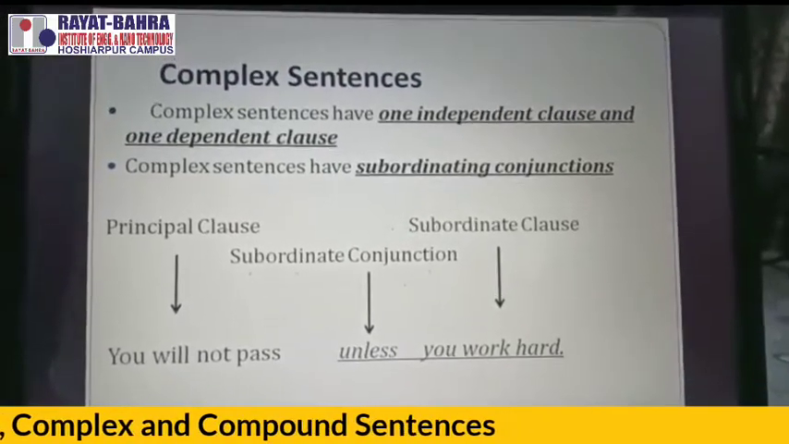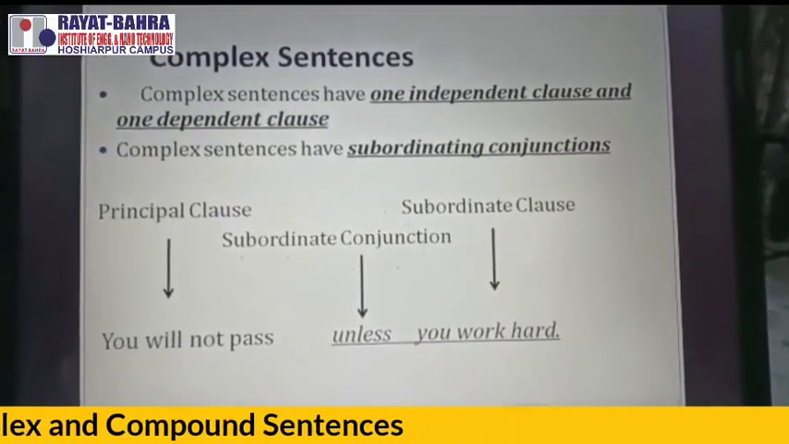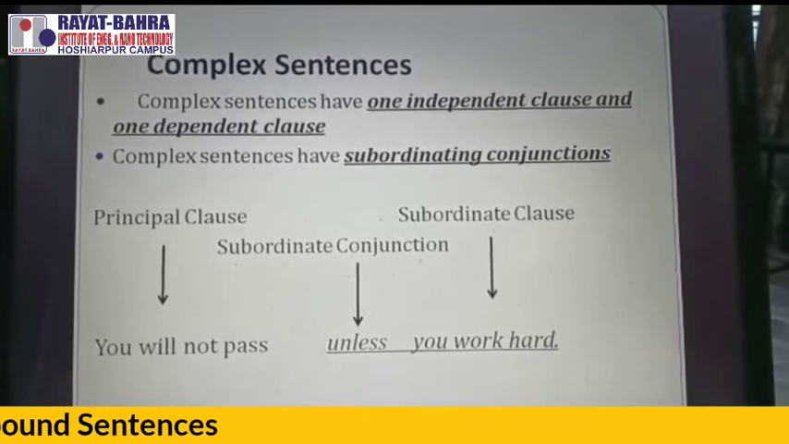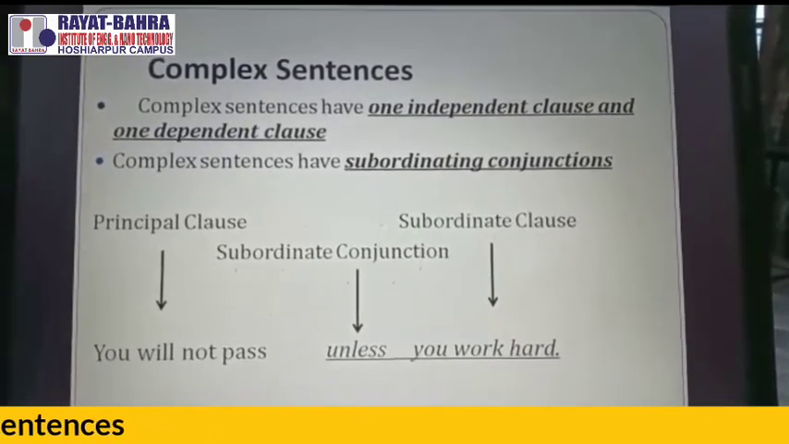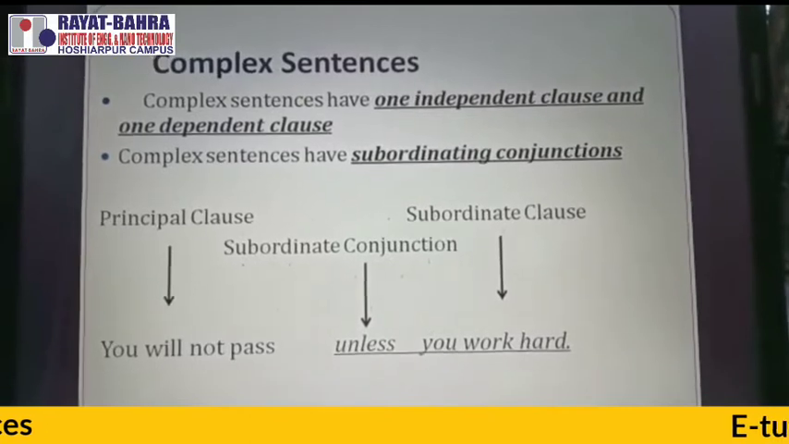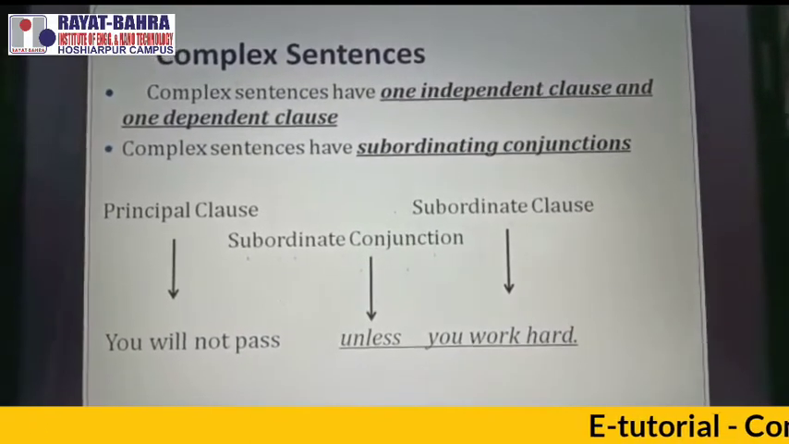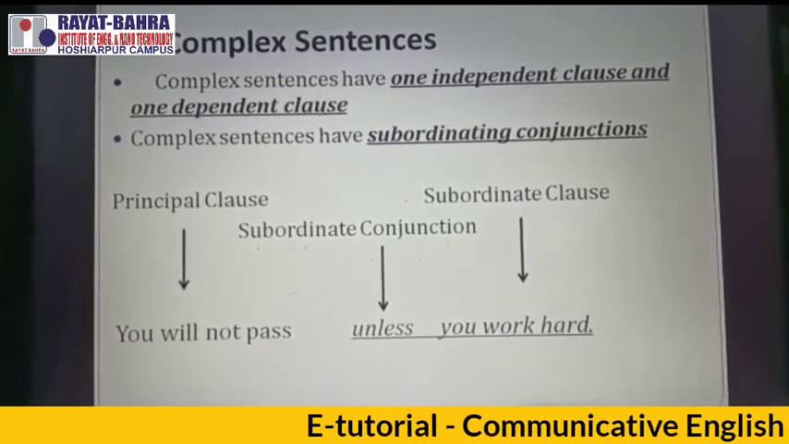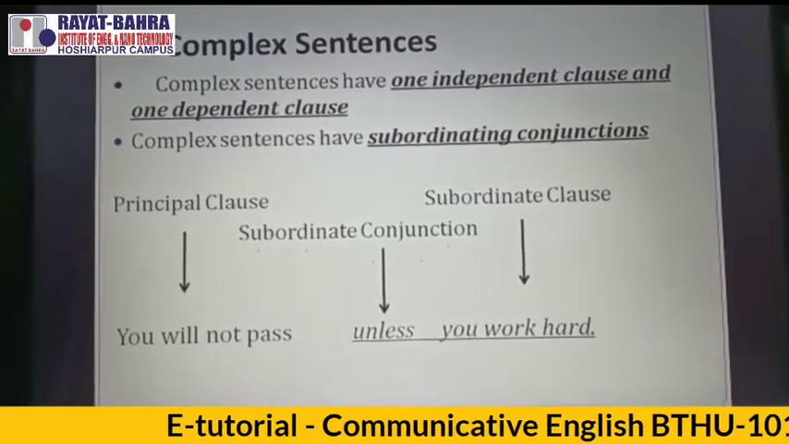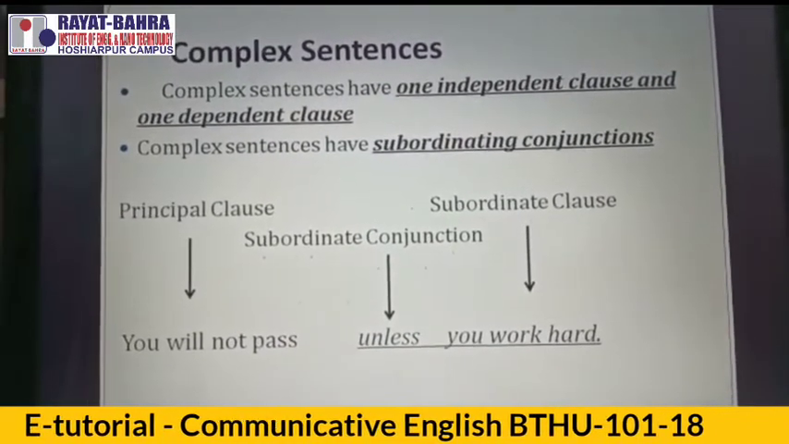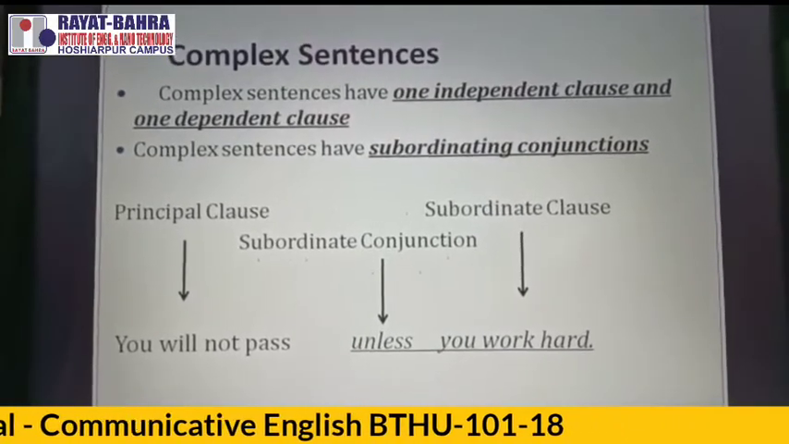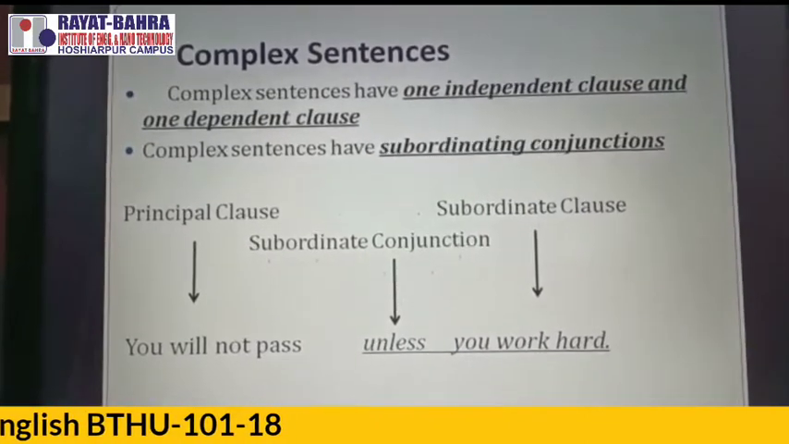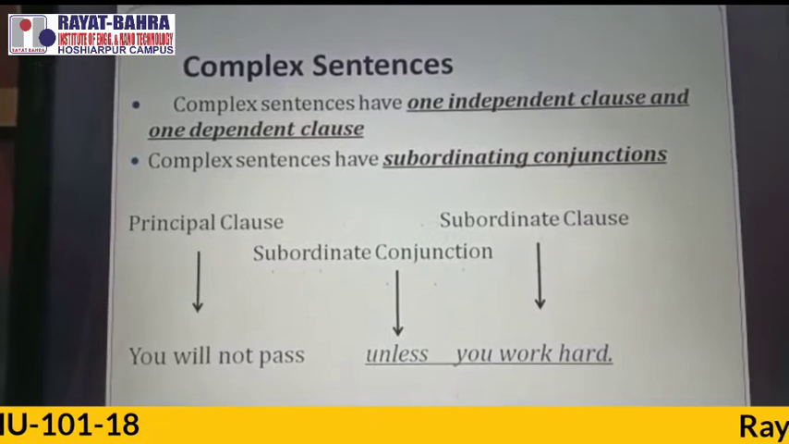Now let us come to the complex sentences. Complex sentences have one independent clause and one dependent clause. By independent I mean principal clause, and by dependent I mean subordinate clause. Complex sentences have subordinating conjunctions. You have to remember these two facts about complex sentences. Now you will see that a new thing has been introduced, that is the conjunctions. I would like to tell you that sentence structure, conjunctions and clauses are closely associated with one another. In order to understand the sentence structure, we need to understand what conjunctions are.